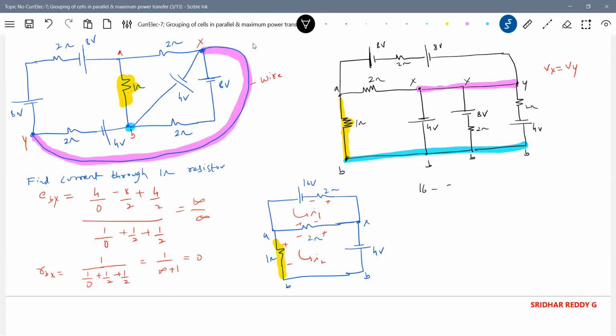16 minus 2I1 plus 2I1 minus 2I1 equals 0. So 16 minus 4I1 minus 2I2, that is 4I1 plus 2I2 equals 0. Similarly, plus 4 minus I2 plus 2I2 minus 2I1 equals 0. So 4 plus 3I2 minus 2I1 equals 0. Solving 1 and 2, we'll get the expression for current I2.